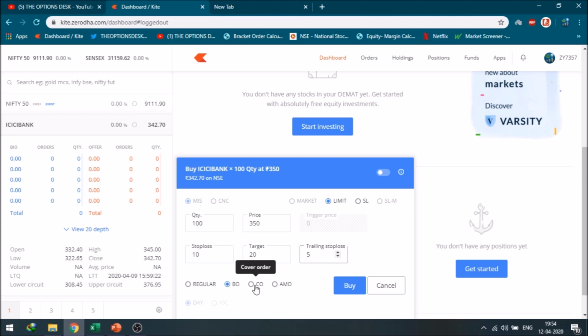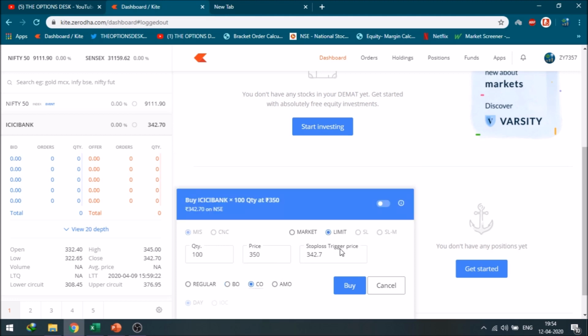So now going to the cover order. A cover order is simple: you just have to buy and set a stop loss. There is no point in keeping the target price in cover orders. It is only for bracket orders. So these are the after-market orders that a retail investor can place if they want to place an order after the market. It will get executed as soon as the market opens. Your order would be the first order sent to the exchange. That is the after-market order.